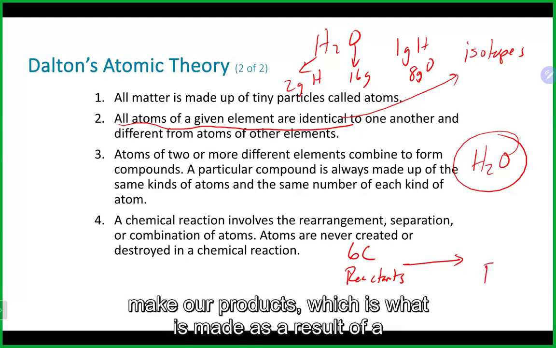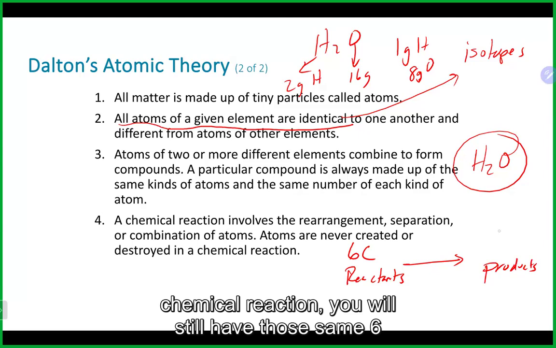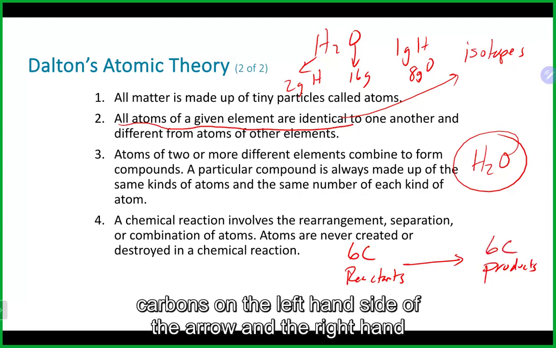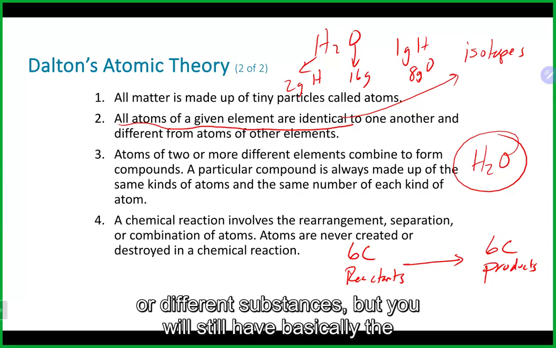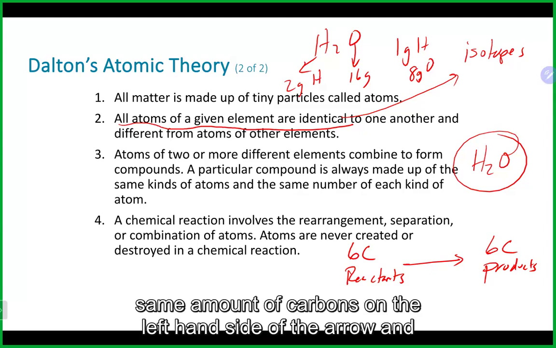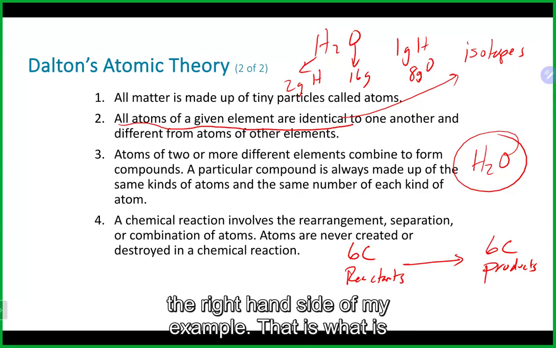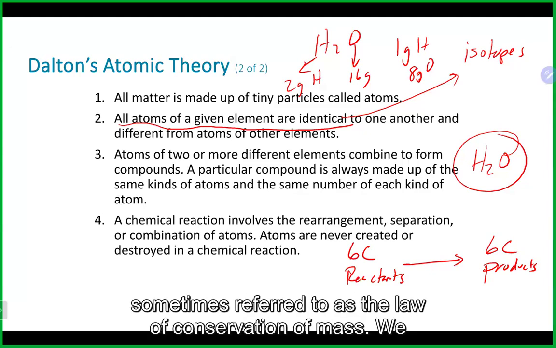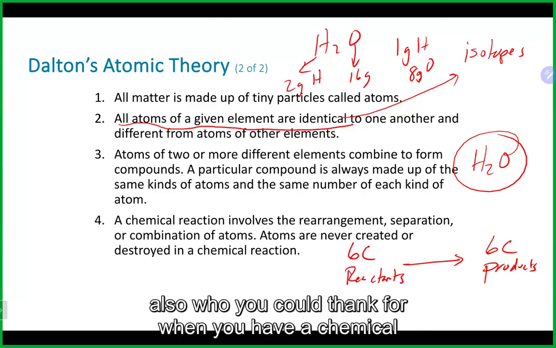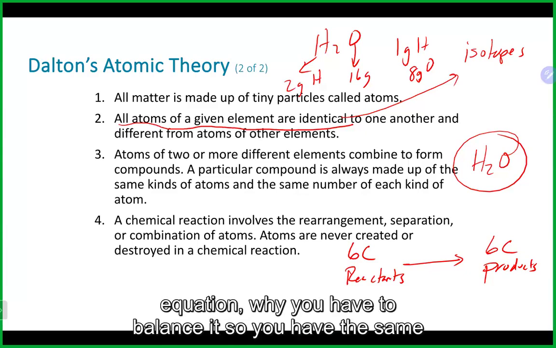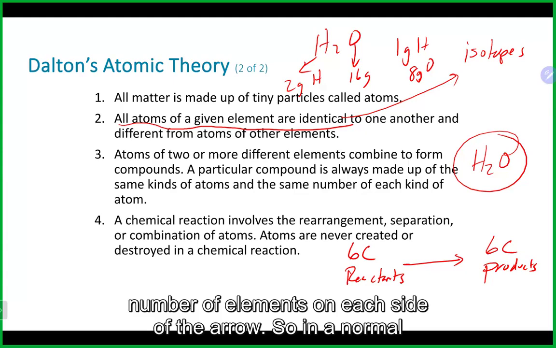When we're done and we make our products, which is what is made as a result of a chemical reaction, you will still have those same 6 carbons on the right-hand side of the arrow. They will probably be in different compounds or substances, but you will still have the same amount of carbons on the left-hand side and the right-hand side of my example. That is what is sometimes referred to as the law of conservation of mass. We don't create nor destroy anything along the way. That's also who you could thank for why you have to balance a chemical equation, so you have the same number of elements on each side of the arrow.